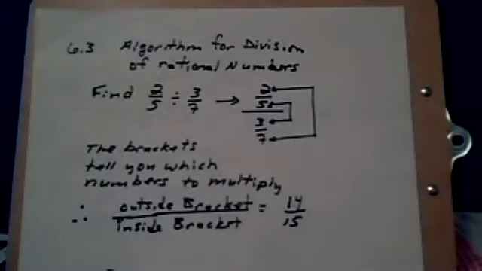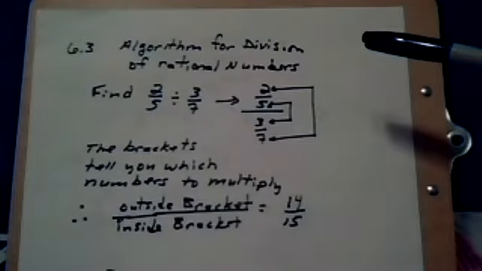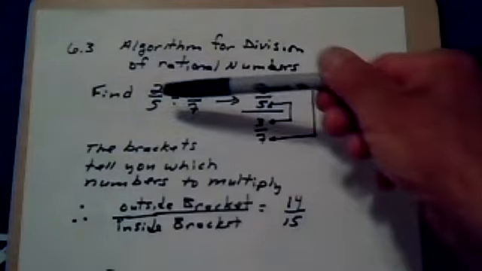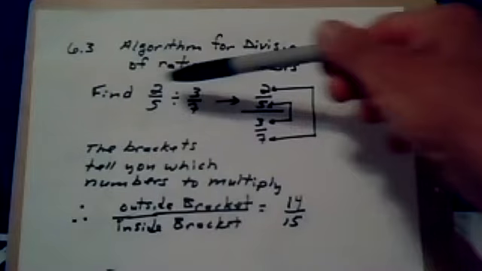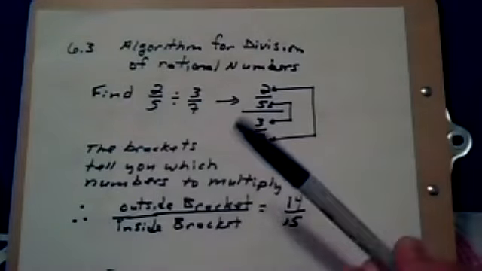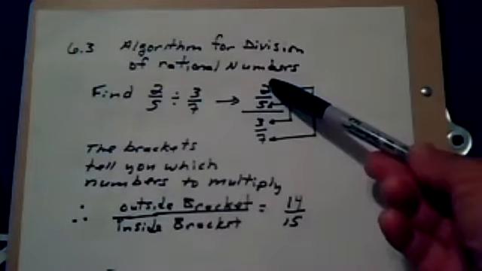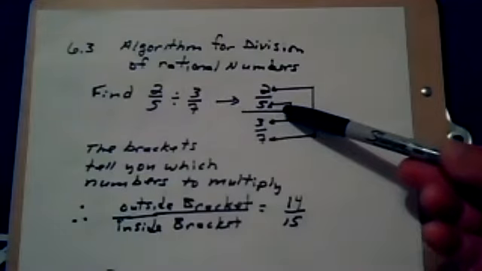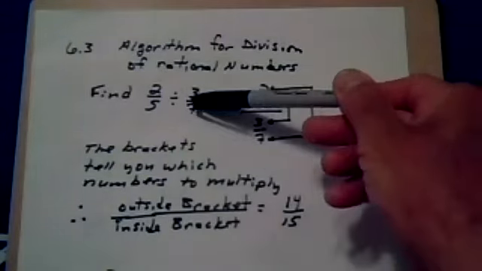An algorithm for division of rational numbers. When you see an algorithm, many times what it means is a shortcut. So this is a shortcut for division of rational numbers, things that look like fractions when you divide them. All you have to do is put the first one on the top, a big division sign, and then the second fraction on the bottom.